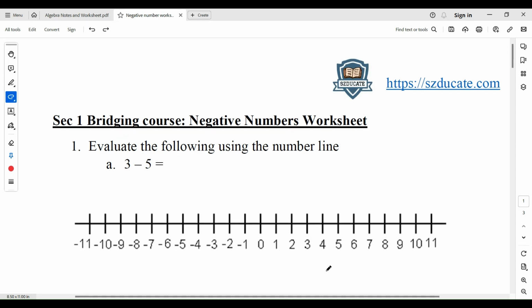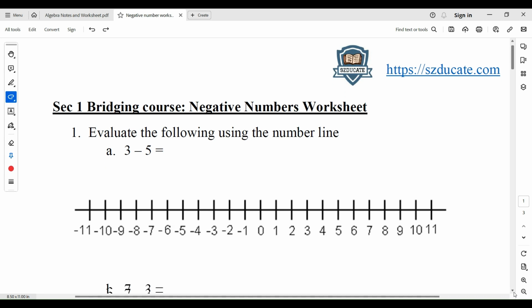Okay, this is the solution. I'm going to go through the solution for the negative numbers worksheet. If you have the worksheet but you have not done it, please go and do it first before watching this video. If not, it's not going to be beneficial to you. For those of you who have already finished, we will not wait further. We will just continue. Thank you.